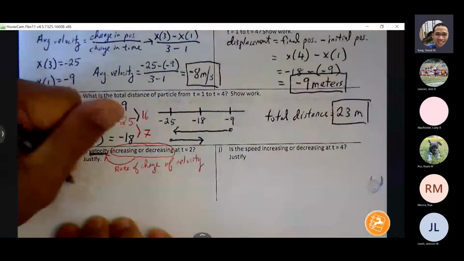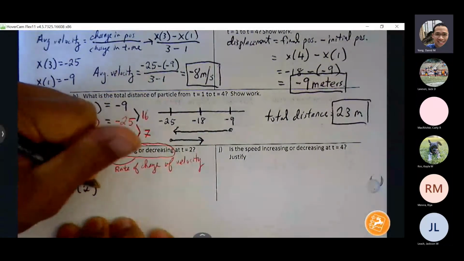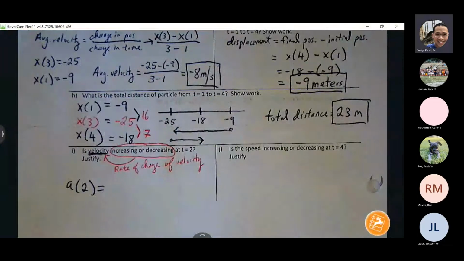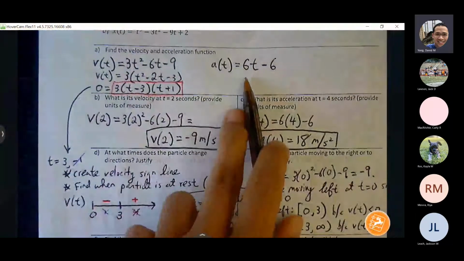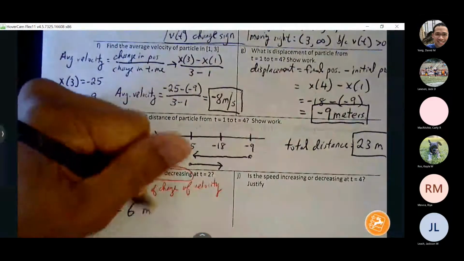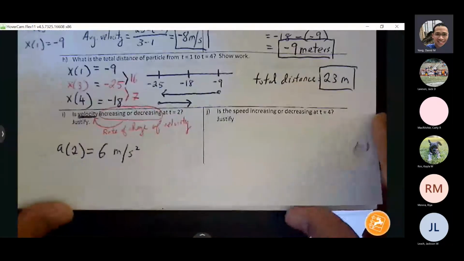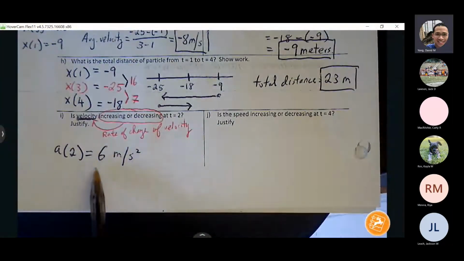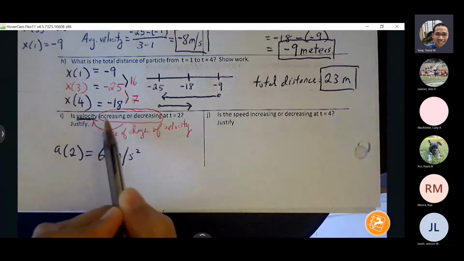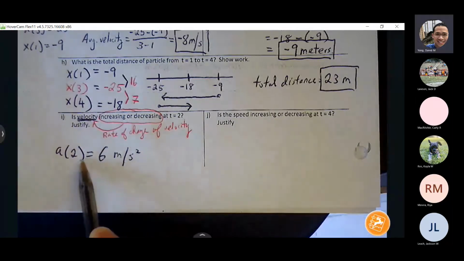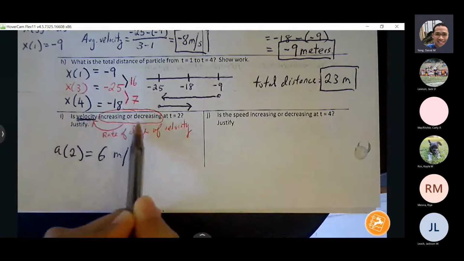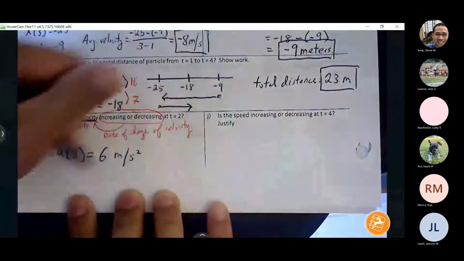So we go to acceleration, we find the acceleration at 2. Insert 2 in for acceleration, we get positive 6, right? 12 minus 6 is 6. That's the only thing that we need to make our conclusion. Because we have a positive acceleration, that means velocity is what? Increasing. If we get a negative acceleration, that means velocity is decreasing.